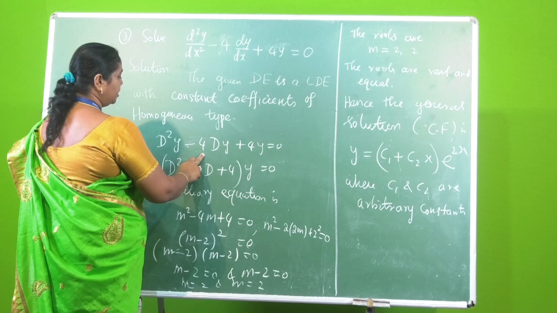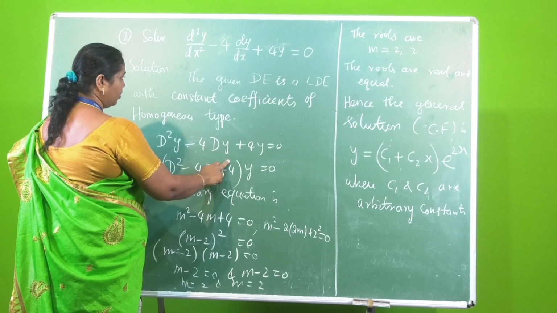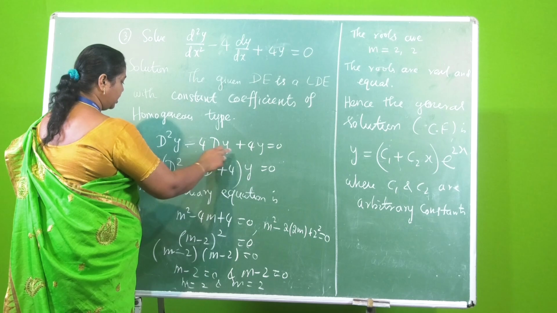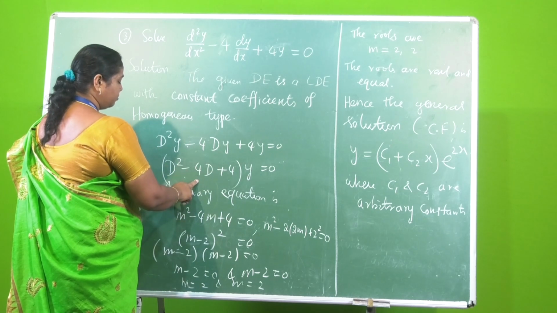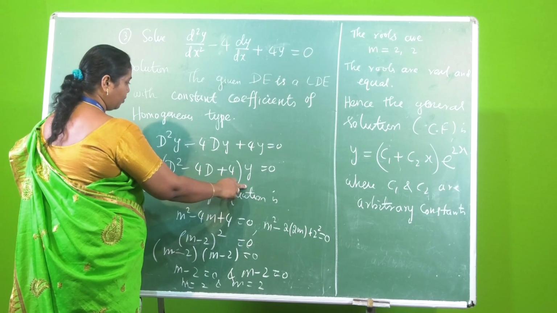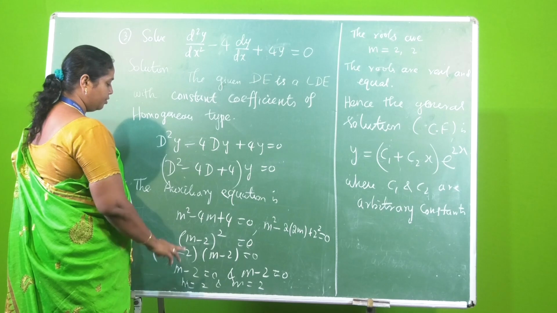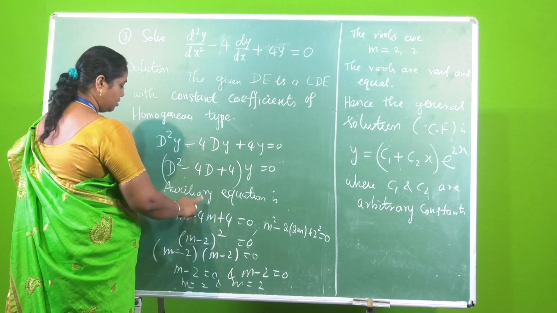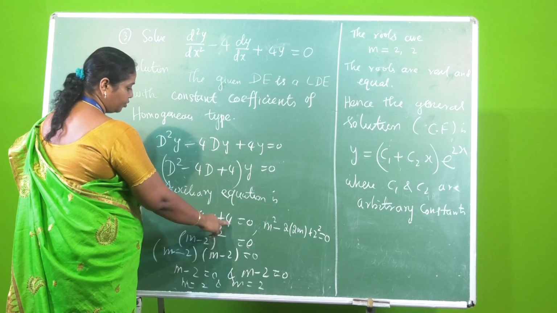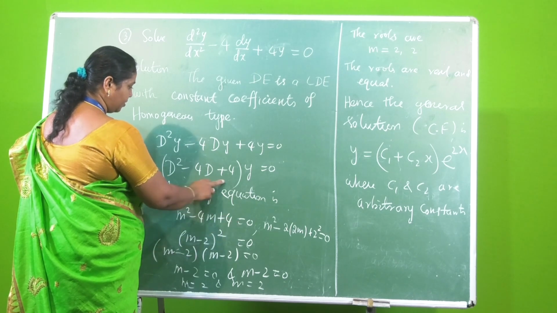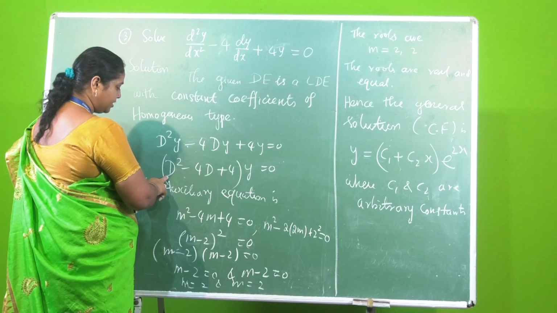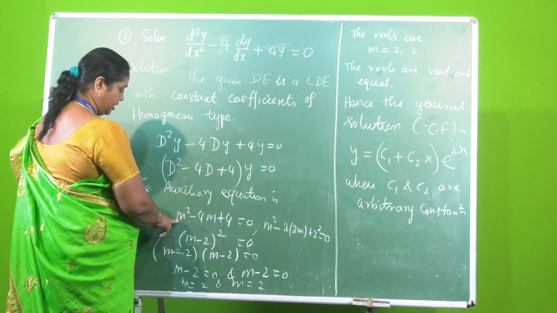Okay. So it is (D² − 4D + 4)y = 0. Take y outside. So capital D square minus 4D plus 4, into y, equal to 0. The auxiliary equation is m square minus 4m plus 4 equal to 0. From this equation you will get the auxiliary equation by replacing capital D by m.